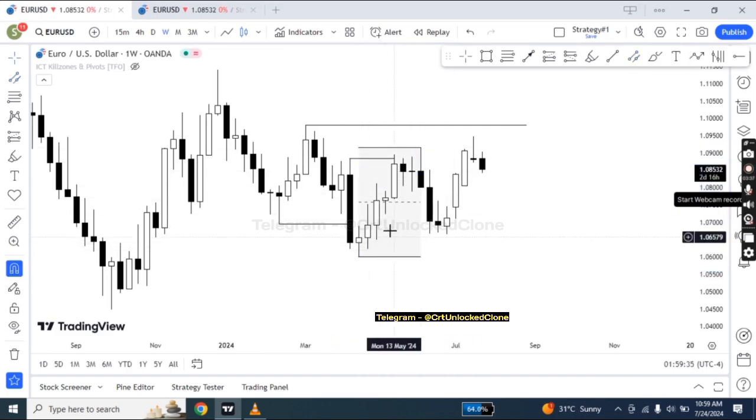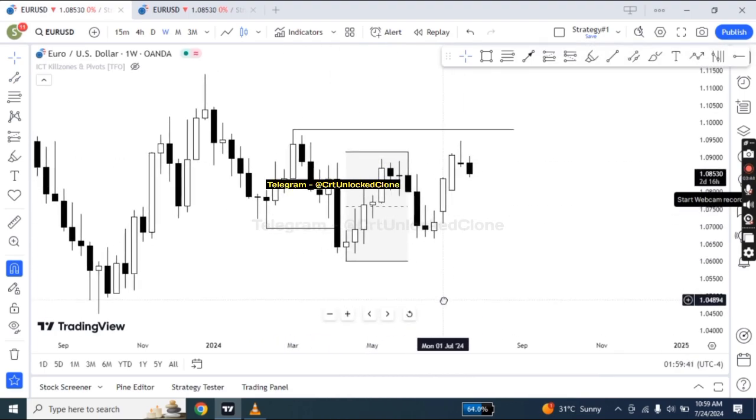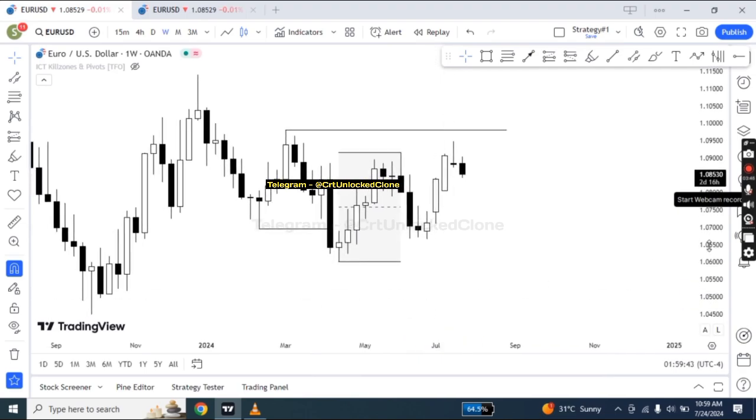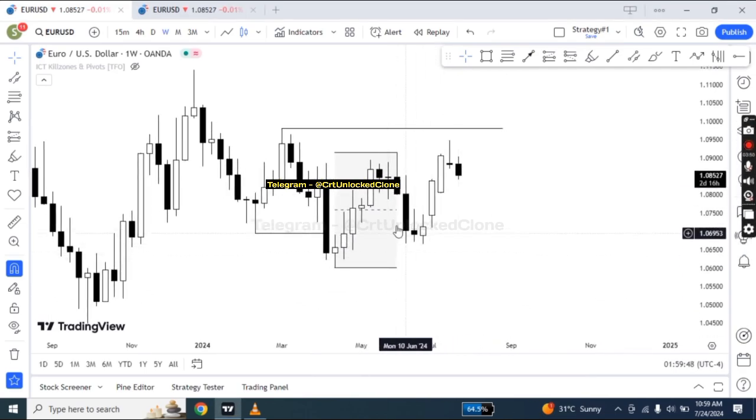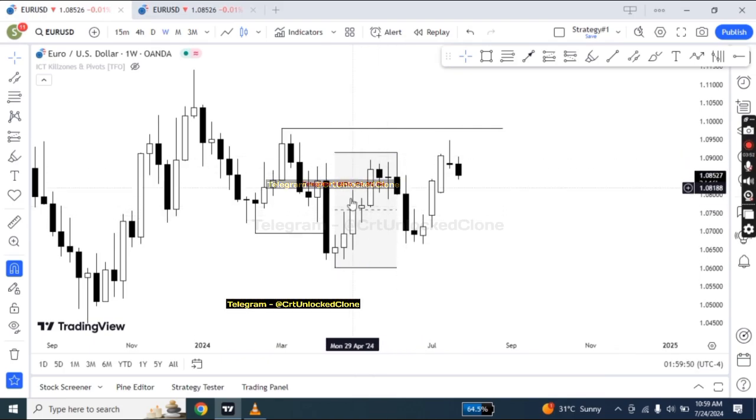This is how you identify a dealing range. When price takes out both sides of the range with an expansion swing, that particular expansion swing becomes a dealing range for us. Now we're going to divide this whole dealing range into two, right? And it's going to give us two regions, the premium and the discount region.